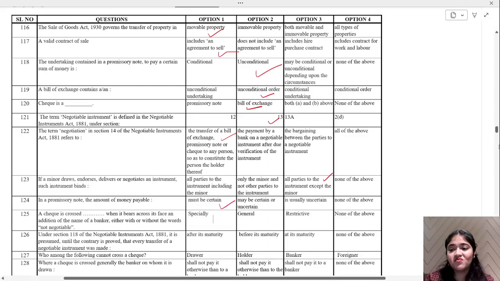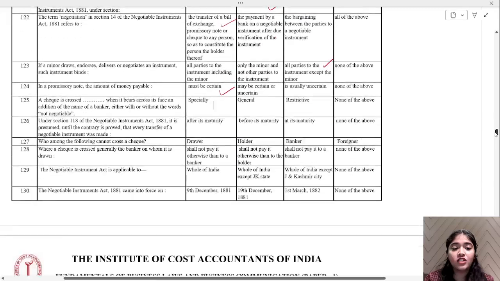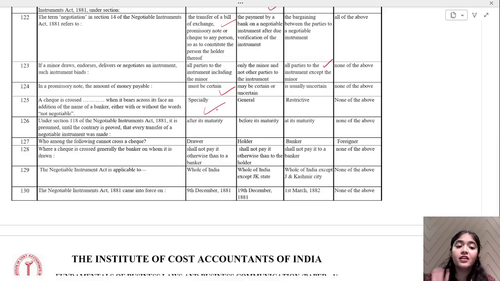Okay. A check is crossed when it bears across its face an addition of the name of banker, either with or without the word specially, general, restrictive, none of the above. Specially is the correct option. Okay. A check is crossed specially when it bears across its name, non-negotiable. Okay.